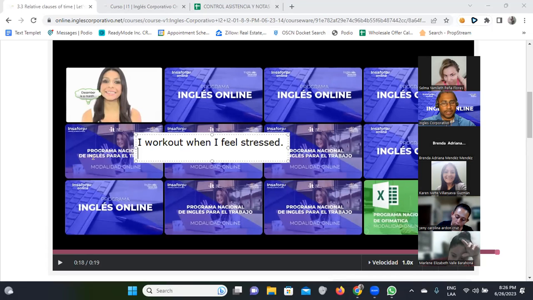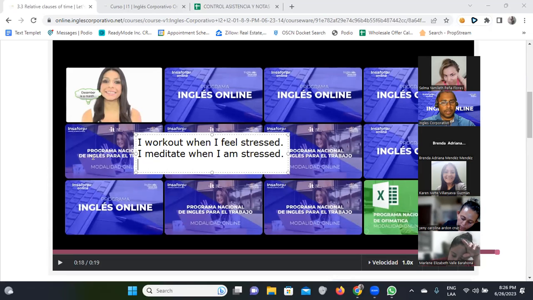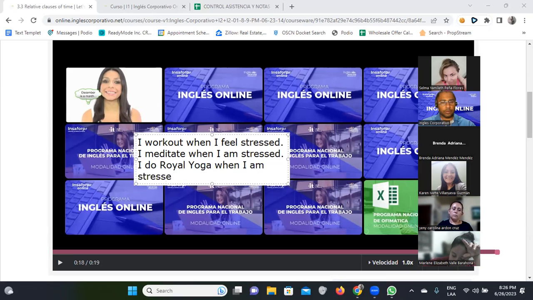Right? Or for example, you could say, I meditate when I am stressed. Or you can say, I do yoga when I am stressed, right? So basically the relative clause gives us more information about the main clause, as we see in these examples.